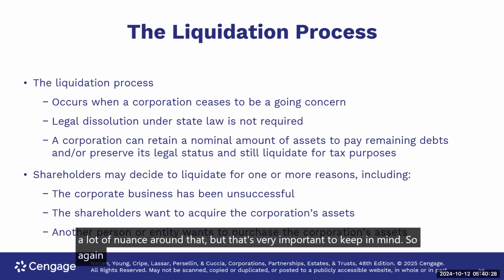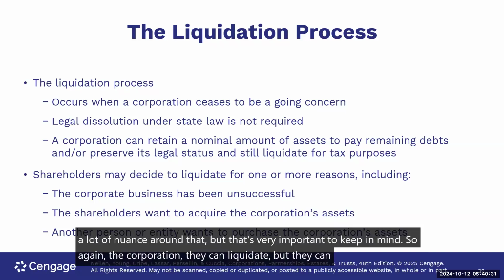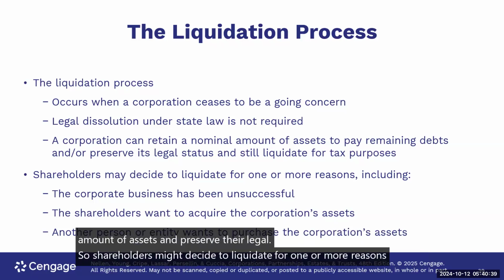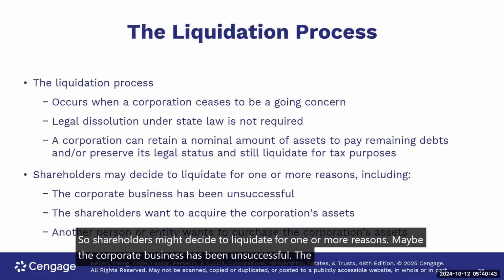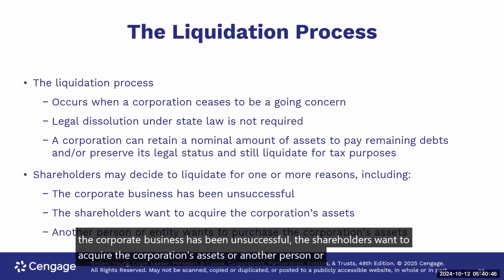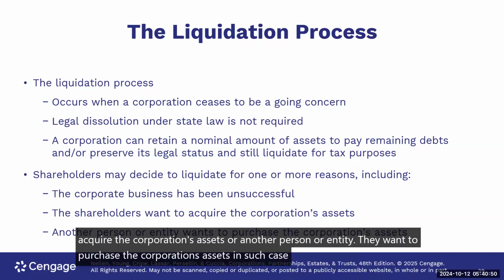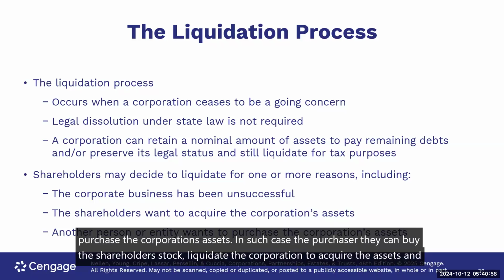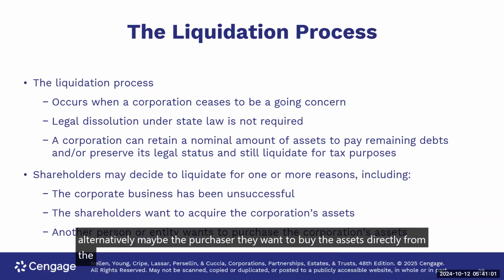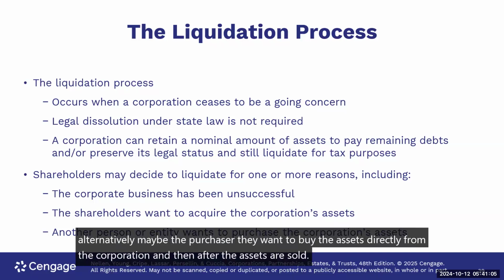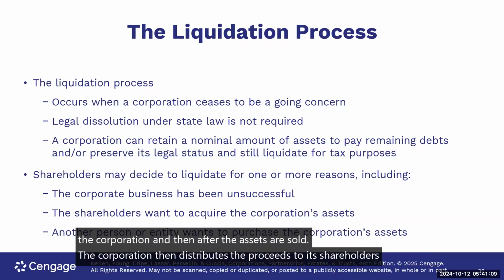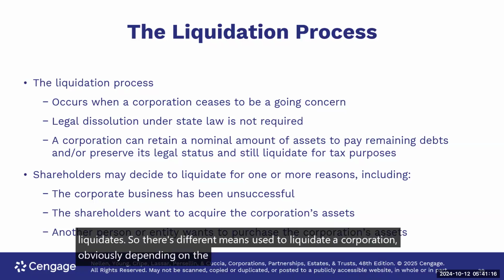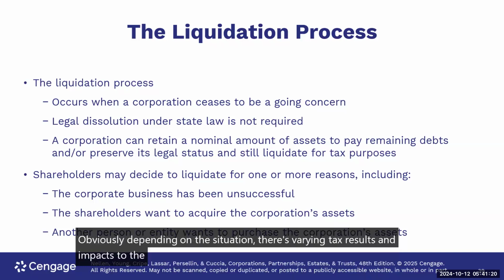So again, the corporation can liquidate, but retain a nominal amount of assets and preserve its legal structure. Shareholders might decide to liquidate for one or more reasons. Maybe the corporate business has been unsuccessful. Maybe the shareholders want to acquire the corporation's assets, or another person or entity wants to purchase the corporation's assets. In such a case, the purchaser can buy the shareholders' stock and liquidate the corporation to acquire the assets. Alternatively, the purchaser may want to buy the assets directly from the corporation, and then after the assets are sold, the corporation distributes the proceeds to its shareholders and liquidates. So there are different means used to liquidate a corporation. Depending on the situation, there are varying tax results and impacts to the shareholder as well as to the corporation.